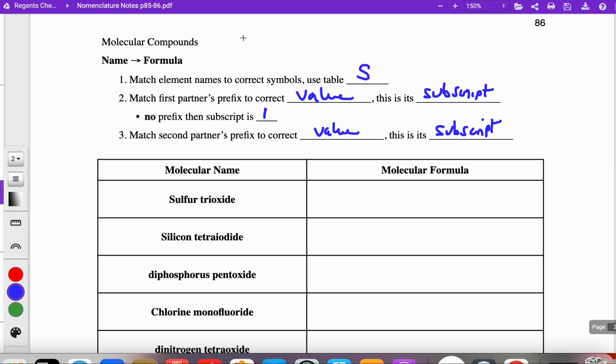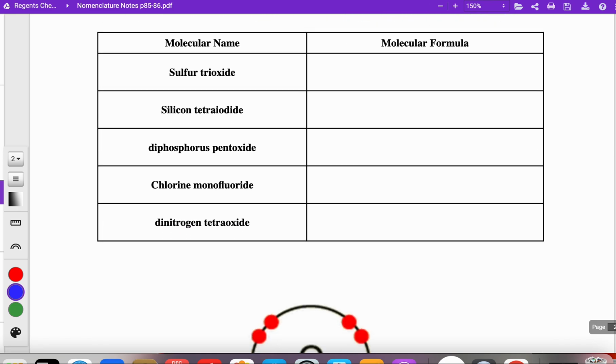Now, the big thing with molecular compounds is these are not empirical. So write yourself a note. These do not, these don't need to be empirical. So all we're doing is translating the name with the correct subscripts and leaving it even if they're able to be reduced. So here we go.